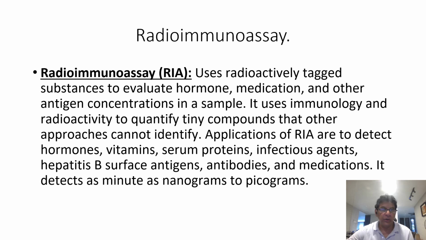The next test is the radioimmunoassay. It is usually used with a radioactively tagged substance to evaluate hormones, medication, and other antigen concentrations in a sample. It uses immunological and radioactivity methods to quantify tiny components that other approaches cannot identify. So the applications of RIA, or radioimmunoassay, are to detect hormones, vitamins, serum proteins, and infectious agents like hepatitis B surface antigens, antibodies, and medication. It detects amounts as small as nanograms or picograms.